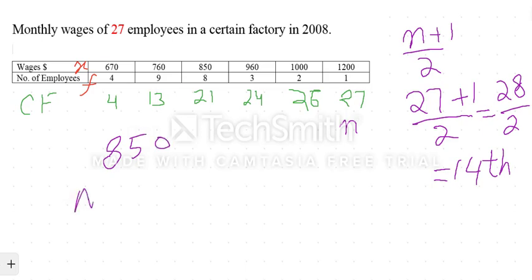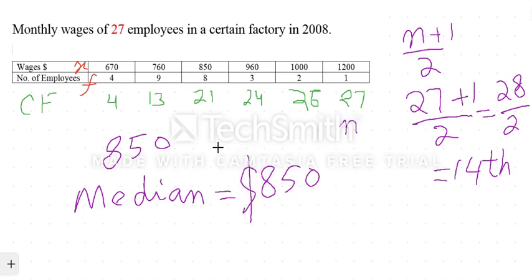Hence, the median of this set of data, which we can also call a frequency table or frequency distribution, is $850, because the unit of this data is dollars, as the wages are in dollar form. So this is how we can calculate the median of raw data and the median of a frequency table when the total number of values is odd and when it is even.